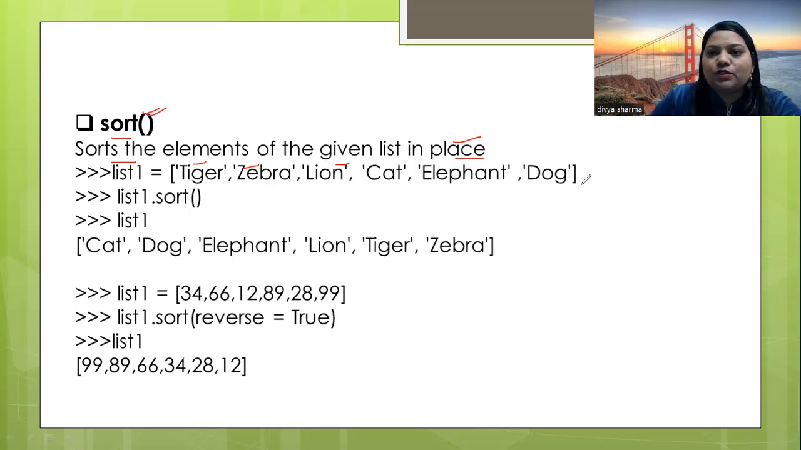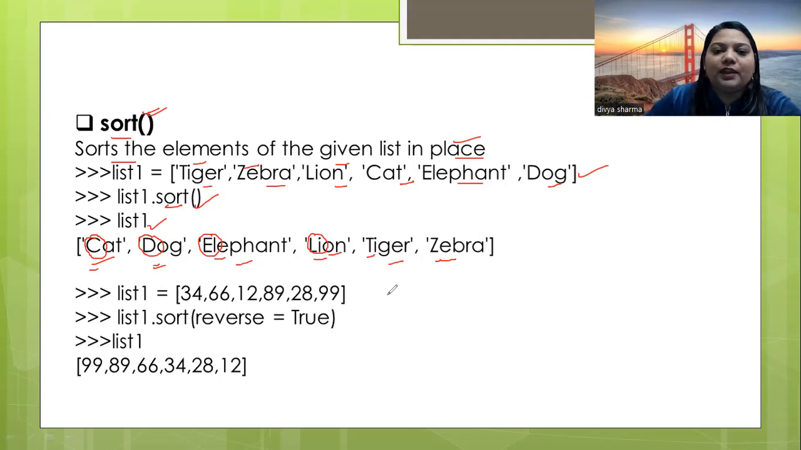Let us discuss by taking an example: list1 containing the elements tiger, zebra, lion, cat, elephant and dog. The list1.sort function is used here. After taking print of list1, the output will be like this: cat, dog, elephant, lion, tiger, zebra. You can see that on the basis of the first letter, the sort function arranges them in ascending order: C, D, E, L, T, Z.